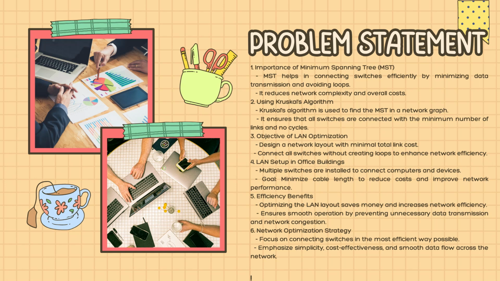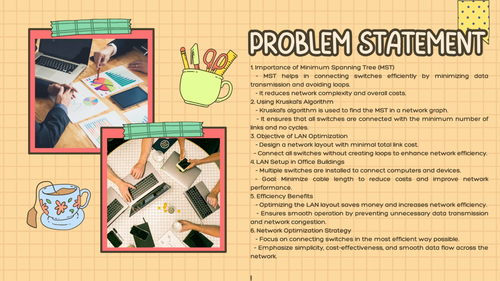Next, we have Kruskal's algorithm. These nifty tools help us find the MST in our network graph and ensure that all switches are linked with the fewest connections and no cycles, making our network setup super efficient. Our main goal in LAN optimization is to design a network layout with the lowest total link cost. We aim to connect all switches without creating loops, which boosts our network's efficiency and performance.